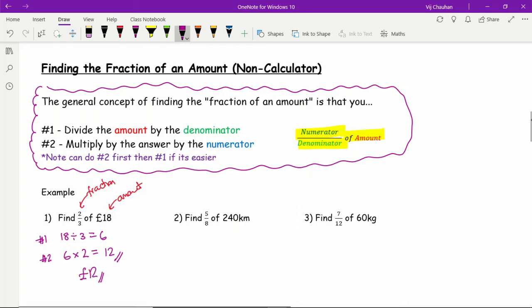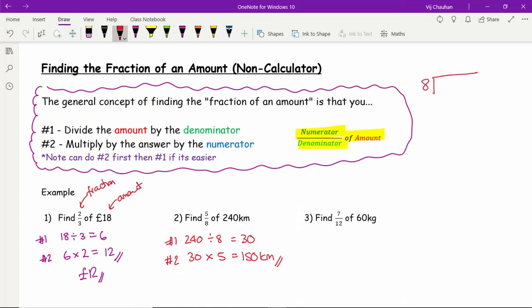So for question 2, again, #1 is I'm going to divide 240 divided by 8, and that gives me an answer of 30. And then #2, I want to do the answer, which is 30, times 5, which is 150, and that's going to be in kilometres. Now again, if you're not great with your dividing, just do 8 into 240, the bus stop method. How many 8's go into 2? 0, carry the 2. How many 8's go into 24? That would be 3. And I've got no remainder, giving me a total answer of 30.